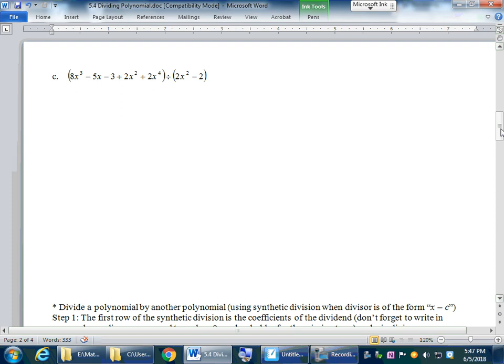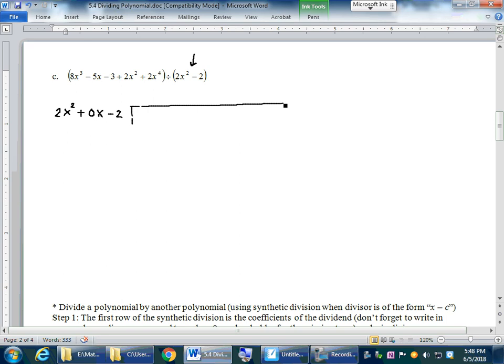So this one, we have to rewrite it into descending power, and put a placeholder for my divisor, because the divisor has a missing term. So when I write it down, this will become 2x squared plus 0x to the first power minus 2. That's for my divisor. And then go into my dividend, rewriting into descending power. That will be 2x to the fourth plus 8x to the third plus 2x squared, and then minus 5x minus 3.